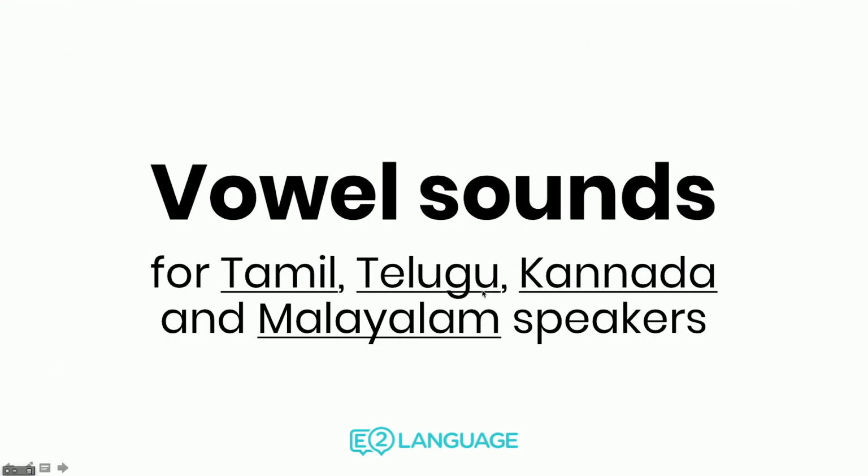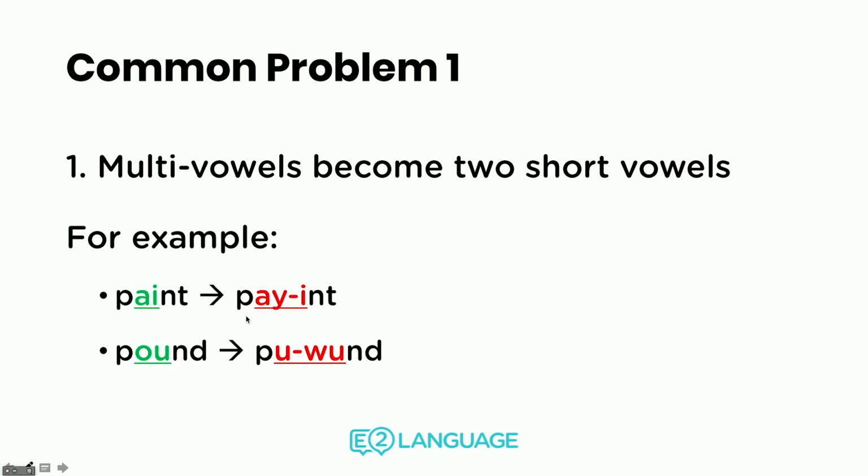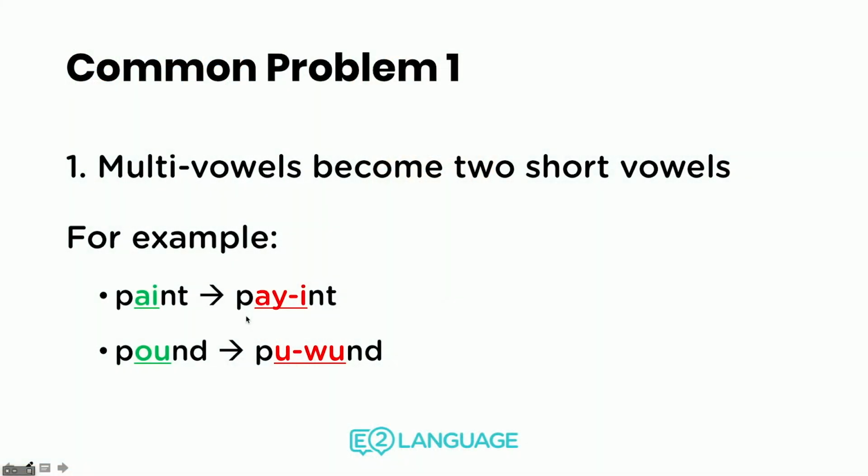Let's look at the vowel sounds for Tamil, Telugu, Kannada, and Malayalam speakers. So let's look at some of the common problems. Here's the first common problem. As I mentioned, English has lots of these multi-vowel sounds. So a multi-vowel sound is when you take two vowels like A and I and it becomes a single sound. It's like two vowels when you're gliding across two sounds at once. But in your language, you don't have these sounds. So what you tend to do is put the two vowels together and say them both. Here are some examples.